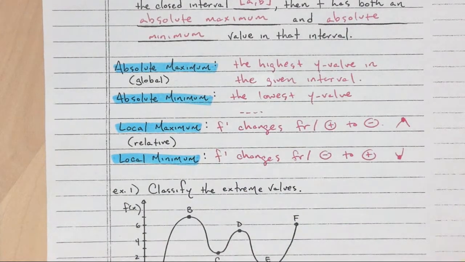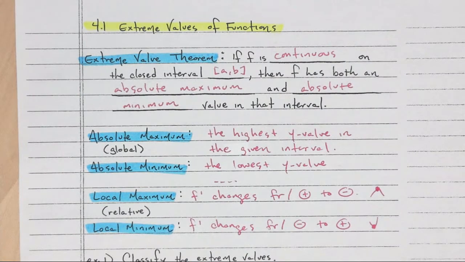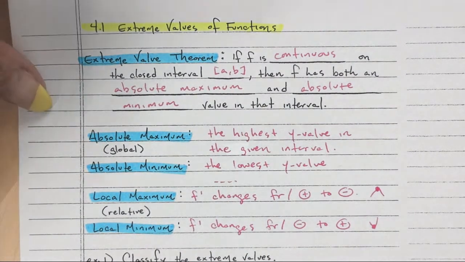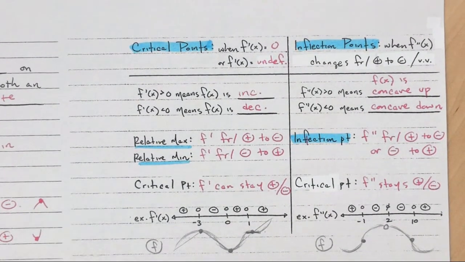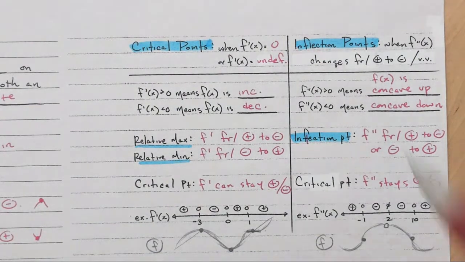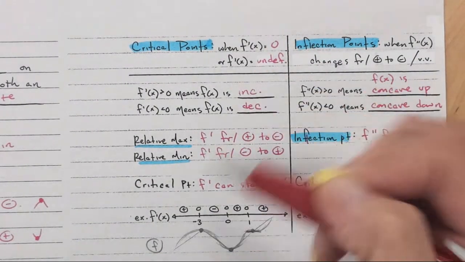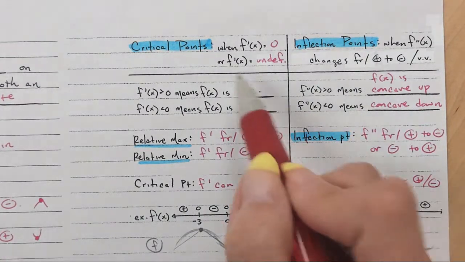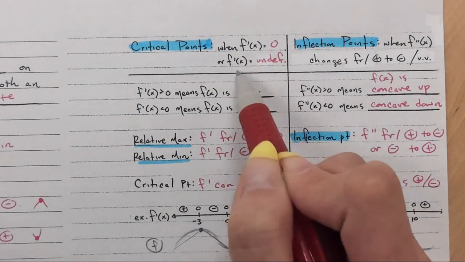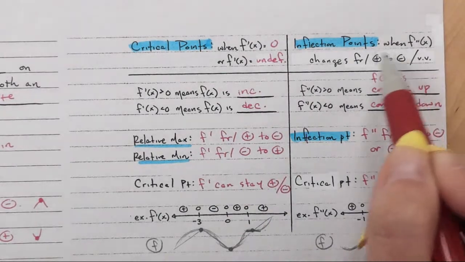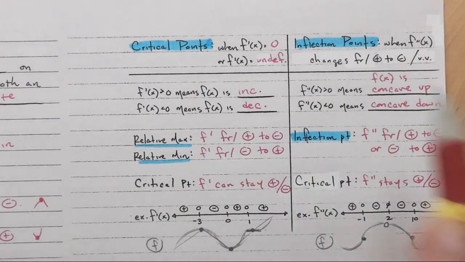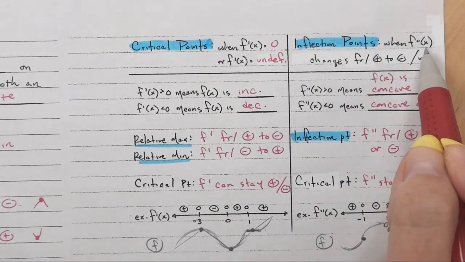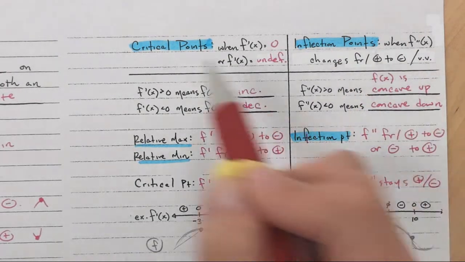Okay, so here's everything that's getting highlighted for that first section. Those are pretty important terms. And then on the right side, we have critical points and inflection points. Inflection points are actually also critical points. Critical points are anywhere where f prime equals 0 or f prime is undefined. The same thing with inflection points. So if for inflection points f double prime is 0 or undefined, you have also a critical point.